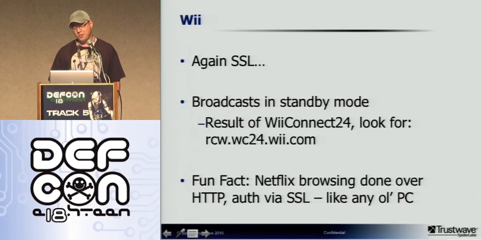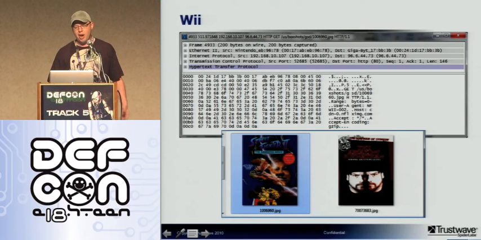And fun fact, well, not really a fun fact, but because you can do Netflix browsing on the Wii, 360, and PS3 now, it's done over normal SSL. Authentication is done over SSL, but everything else is HTTP stuff. So if you happen to be breaking down the capture, you can see somebody's Netflix queue. And as you can tell, this individual really doesn't have good taste in movies at all.